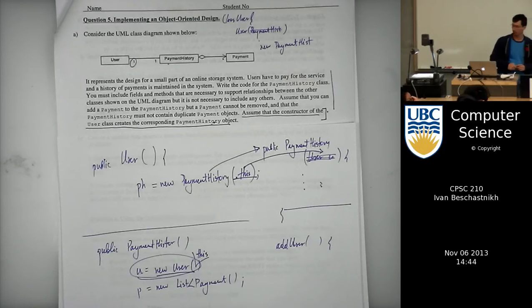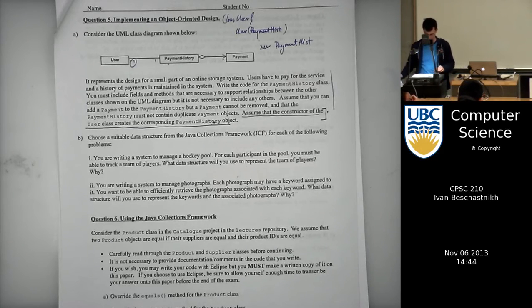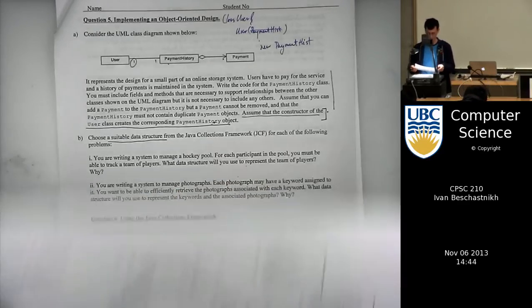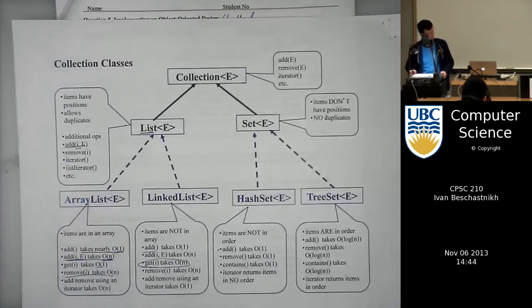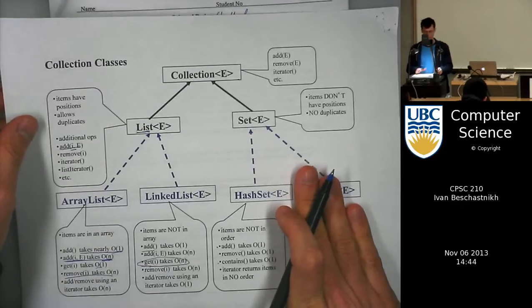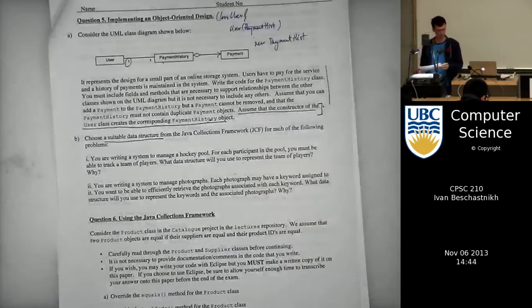For 5B, I think there was one point in your lectures where you had a list of big O for array list, linked list, and hash sets. That's right. How do we use that to answer that question? Choose a suitable data structure for a Java collection. So here's my Java collections, right? All these things except for tree set. Is there a place where we can find this? Yeah, they're online. They're on the schedule somewhere. Should be under collection classes.